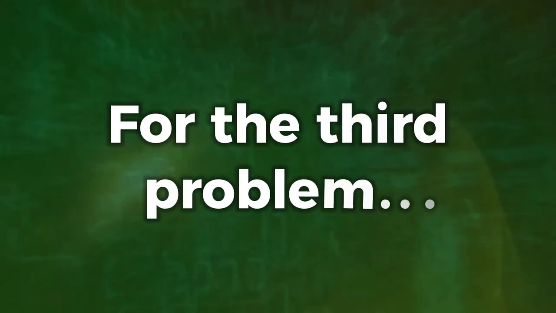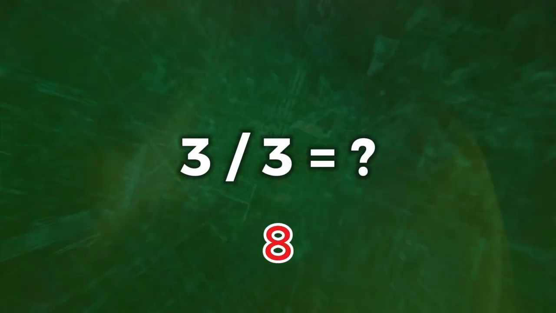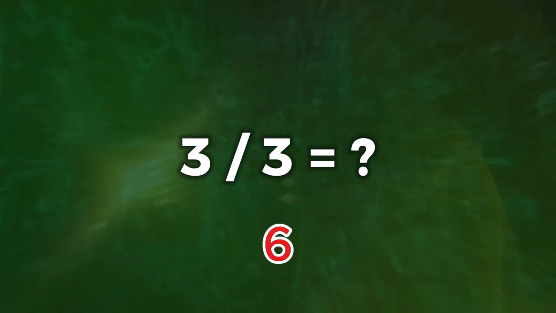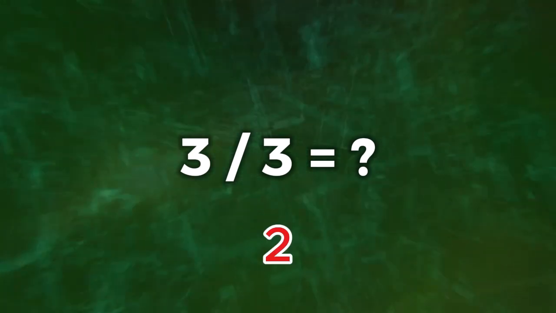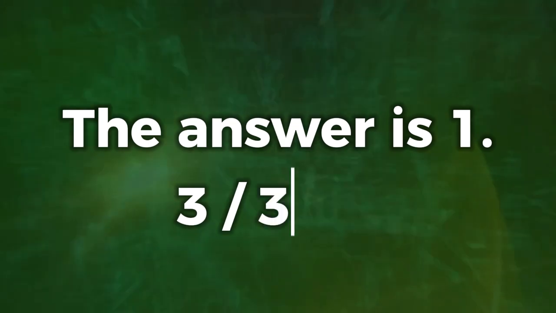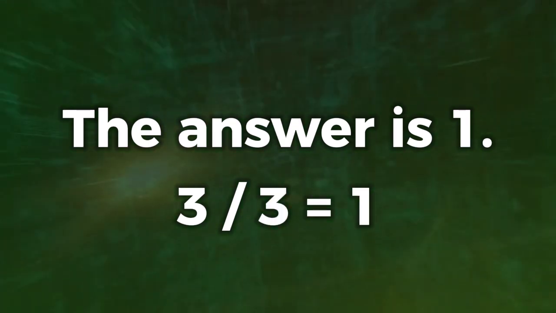For the third problem. What is 3 divided by 3? The answer is 1. 3 divided by 3 is equal to 1.